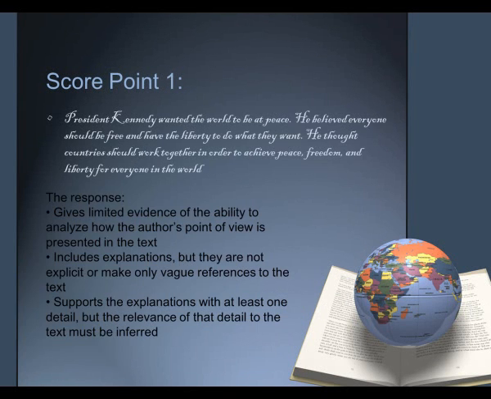Here's a 1-point example. President Kennedy wanted the world to be at peace. He believed everyone should be free and have the liberty to do what they want. He thought countries should work together in order to achieve peace, freedom, and liberty for everyone in the world.